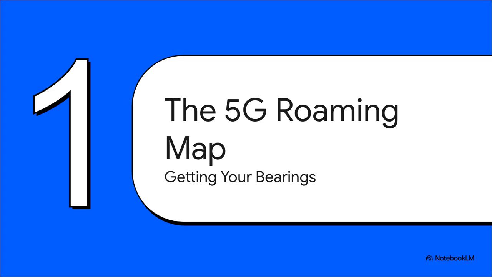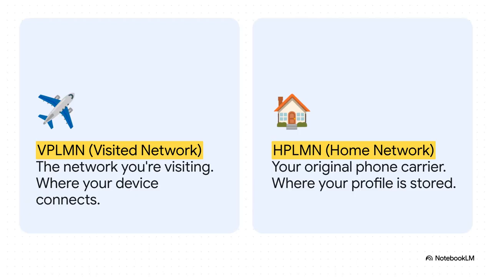First up, we just need to get our bearings and understand the basic layout of our map here. The very first thing you need to notice is that this whole diagram is split right down the middle. On the left, you've got the VPLMN, which stands for the Visited Public Land Mobile Network. That's just the fancy term for the local network you're connecting to when you travel. And on the right, you have the HPLMN, your home network. That's your carrier back home, the one that has your account and knows everything about your subscription.